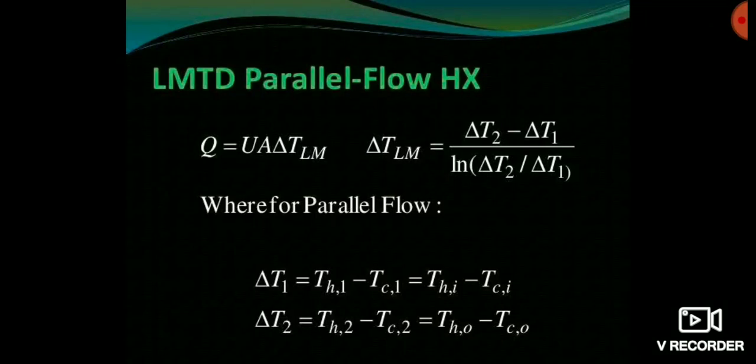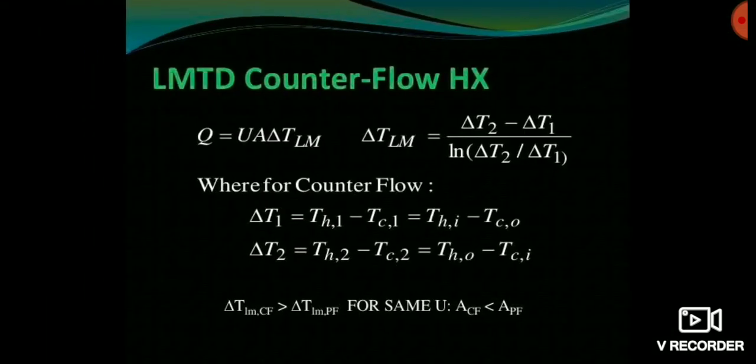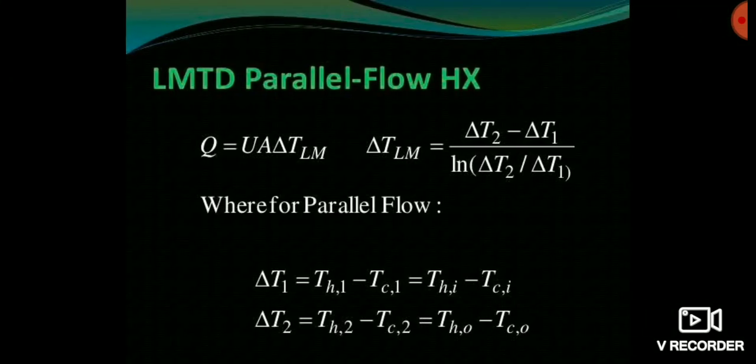Similarly, delta T2 is equal to TH naught minus TC naught. These are both very easy to calculate. But friends, in case of a counter flow heat exchanger, you see here that the delta T1 value is THI minus TC naught and the delta T2 value is TH naught minus TCI.